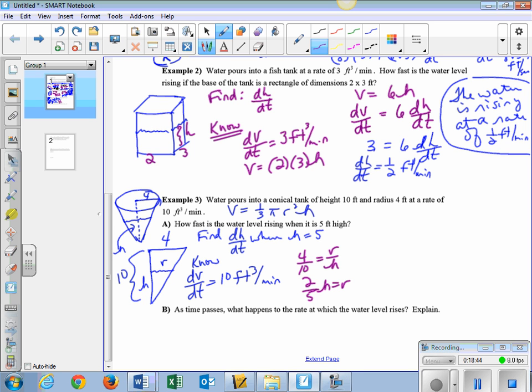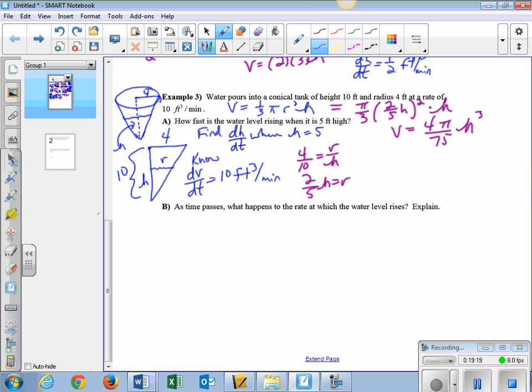So I'm going to go to this volume equation right here, and that's going to be my pi over 3. Instead of my radius squared, I'm going to have (2/5 h) squared times h. Now I have changed my volume equation so it's in one variable. So do your math magic there, and I would get 4 pi over 75 times h cubed. Okay, now we're ready to find the derivative.